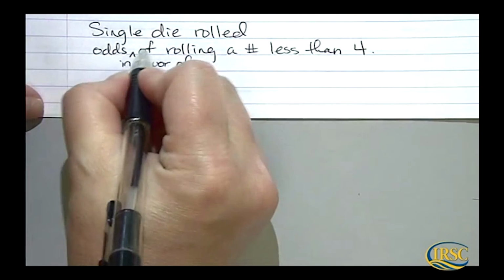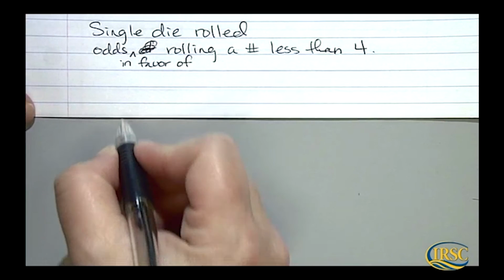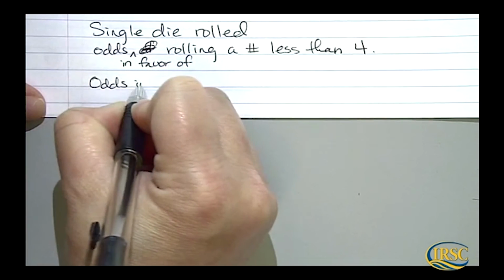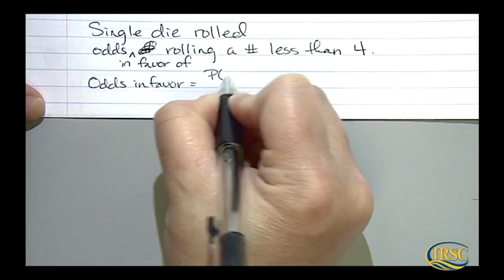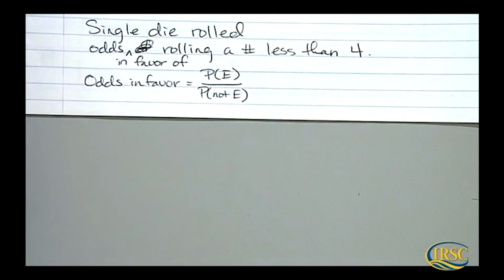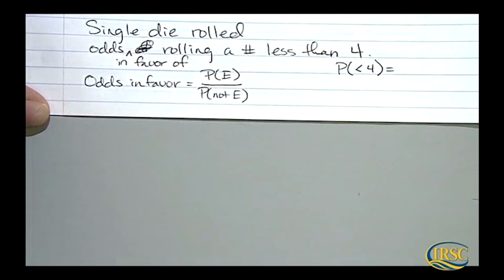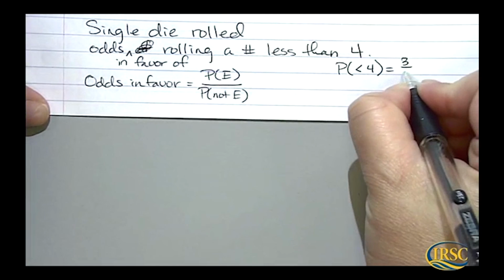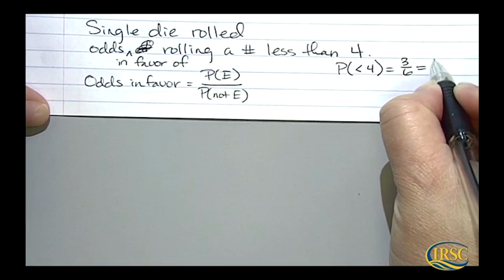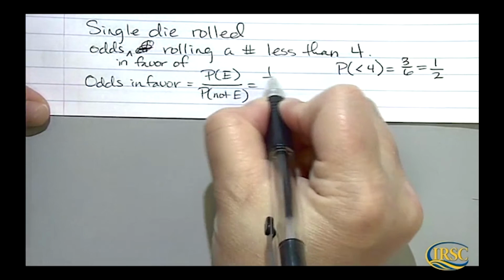So, odds in favor of rolling a number less than 4. All right, so first of all, odds in favor is the probability of E over the probability of not E. Okay, that's your formula. So we have to first find the probability of a number less than 4. How many numbers are less than 4? 3 out of 6, so that reduces to 1/2. Good. All right, so our numerator here is 1/2.